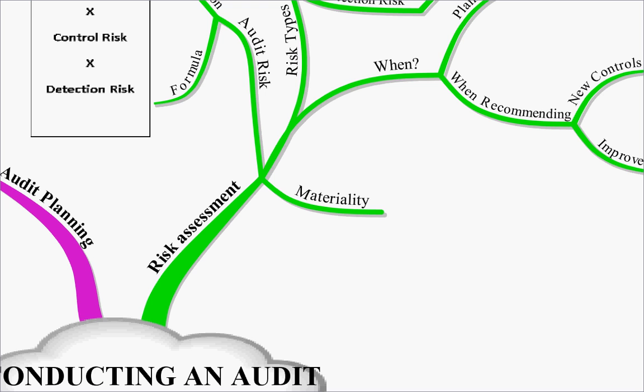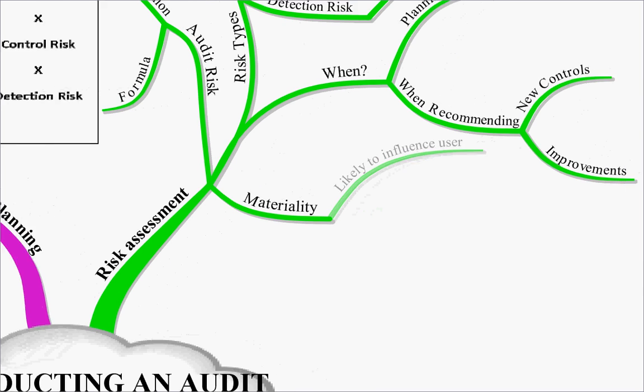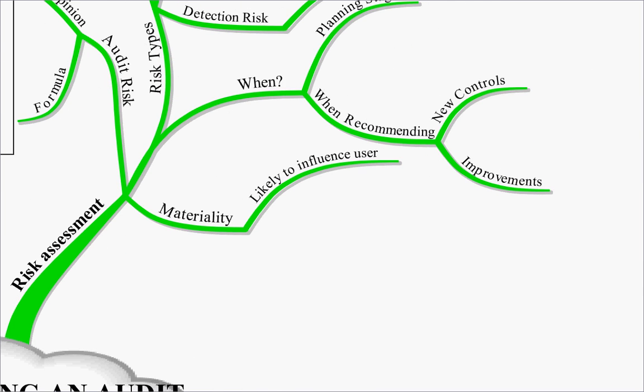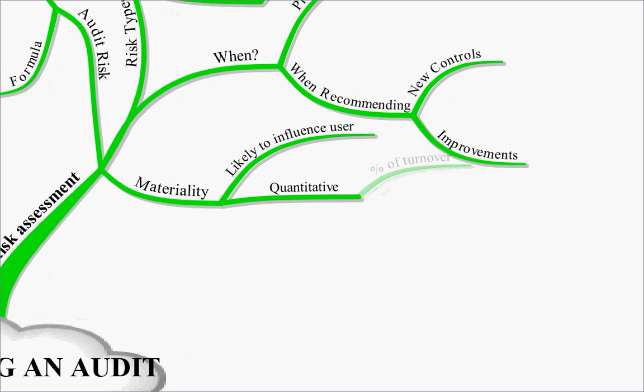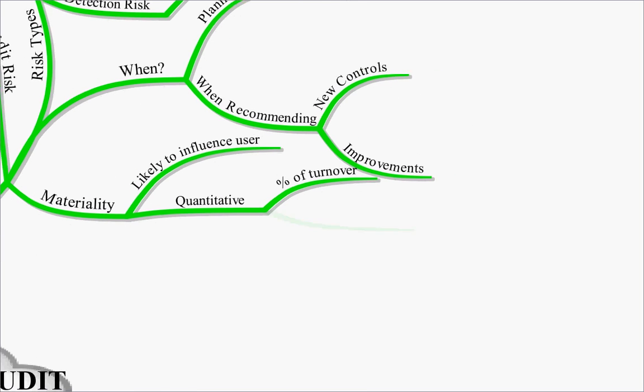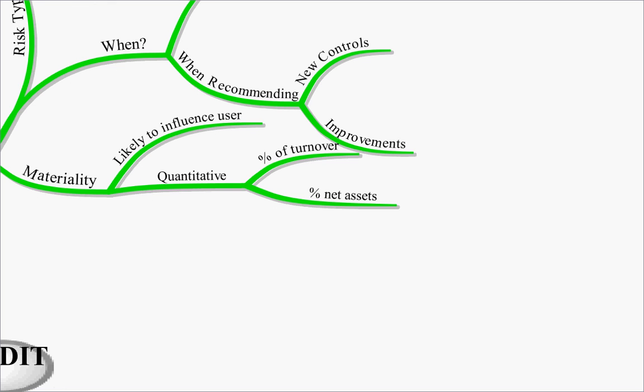Materiality then. How do we decide what is material? Well, if it's likely to influence the user of the financial statements, an item is said to be material. On a quantitative side of things, it may be a percentage of your turnover, or a percentage of your net assets if you wanted to quantify materiality.